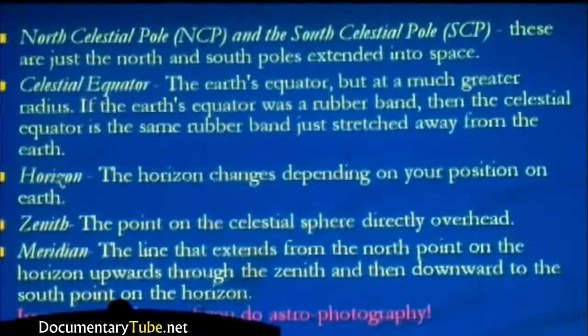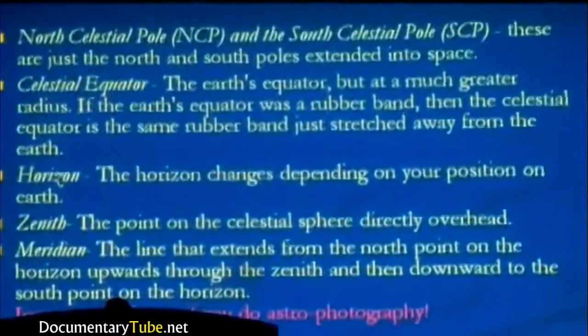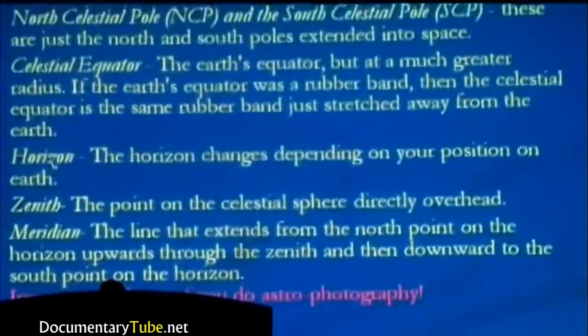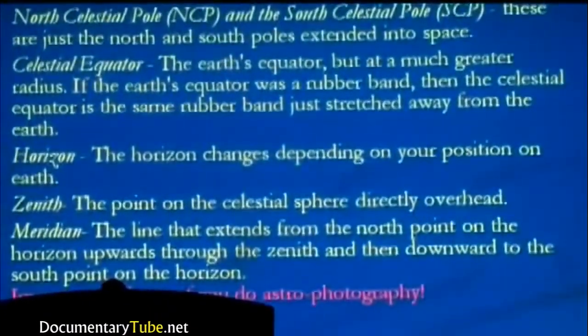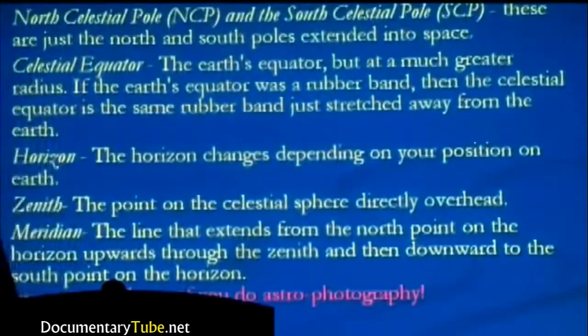Zenith is the point directly overhead, the point on the celestial sphere directly overhead. So when we say that an object is at zenith, you can think of it as being exactly 90 degrees above the horizon. The meridian is the line that extends from the north point on the horizon upwards through the zenith and then downward to the south point on the horizon. So what that means is if you were to face directly north and draw a line straight up through the sky all the way directly to south, it's going to bisect the sky in half. And that line is called the meridian.